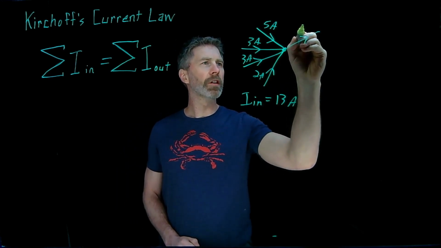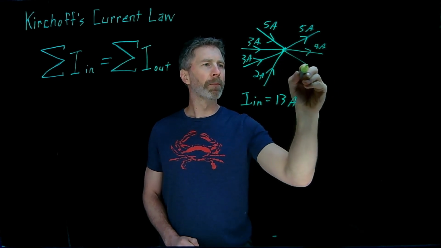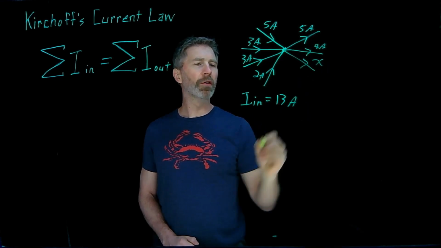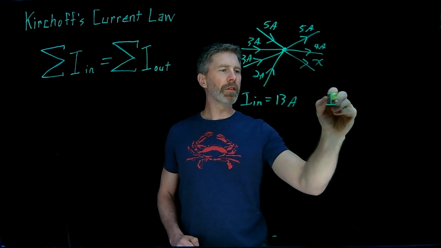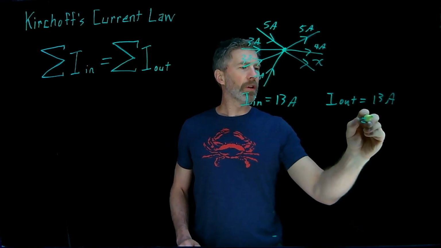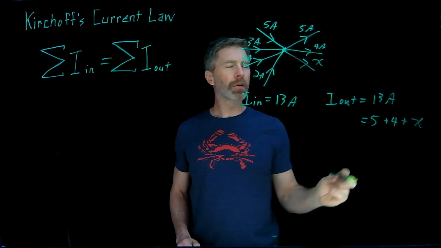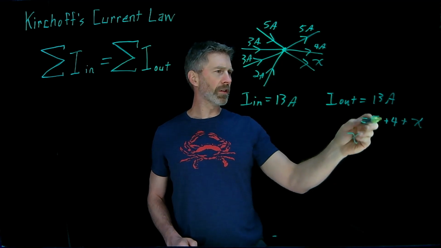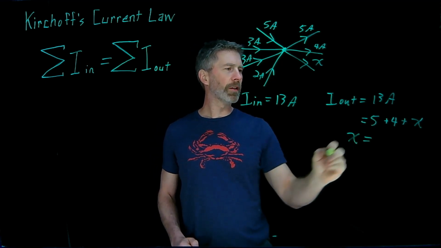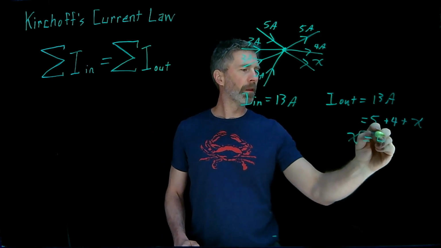So let's say over here we have 5 amps, and here we have 4 amps, and here we have some unknown amount. Well, we know that the current out has to be equal to 11 amps. So we have 5 amps coming out, and we have 4 amps coming out, and we have some unknown amount coming out. Just rearranging this equation, to make this equation work, X has to be equal to 2 amps.